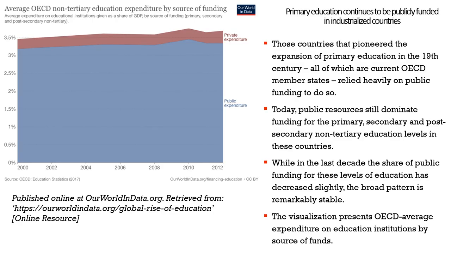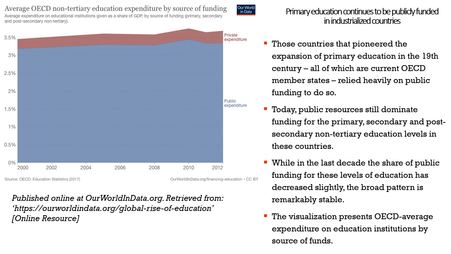The second figure, if you look at this, gives us the average figure for OECD countries on how much they are spending on primary schooling, how much of public expenditure goes into primary schooling in these OECD countries. And this shows that primary education continues to be publicly funded in industrialized countries, for a large part of the 2000s, continuing even today. And these countries have pioneered the expansion of primary education from the 19th century. These are all OECD member states, and they have relied heavily on public funding to do so.